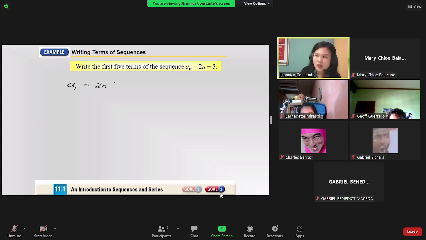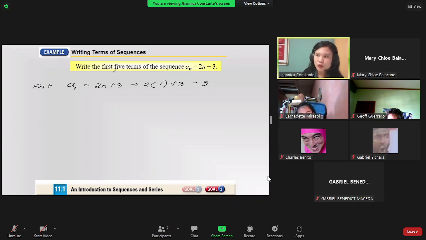Just use the equation 2n plus 3. So n is equal to 1. We will have 2 times 1 plus 3. So the first term will be equal to 5. So that is our first term in the sequence that we have.